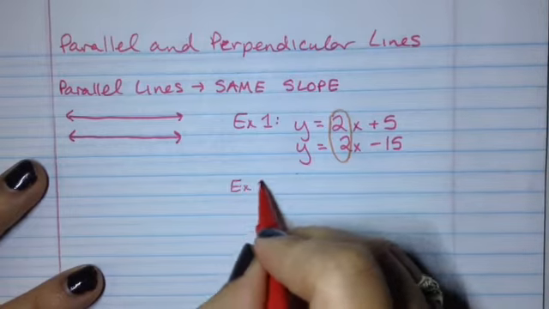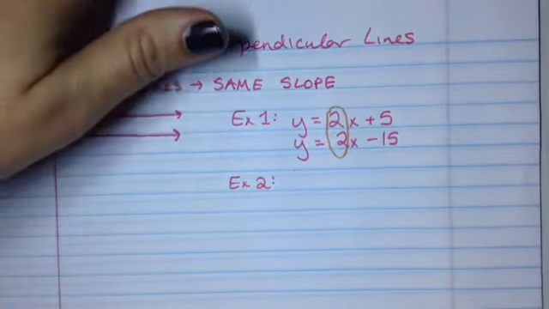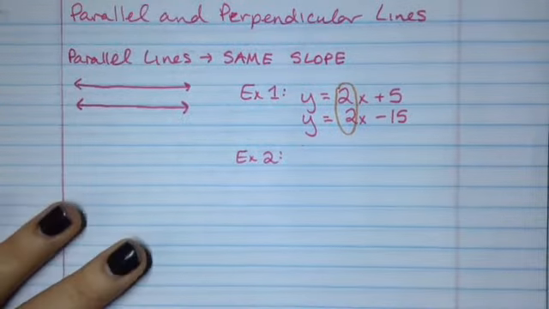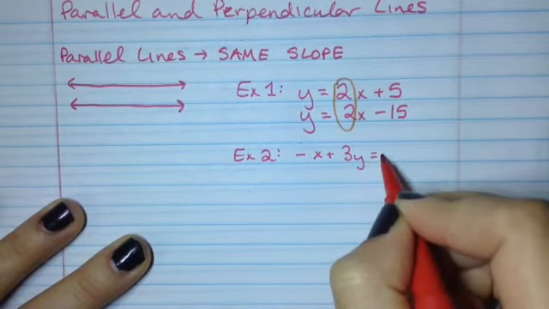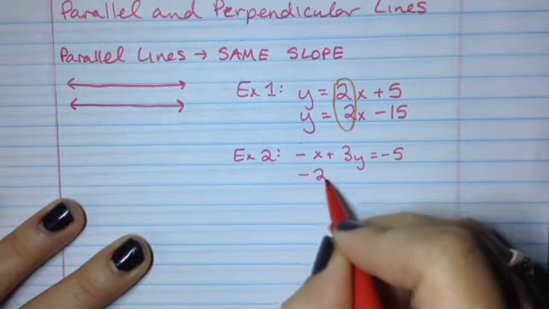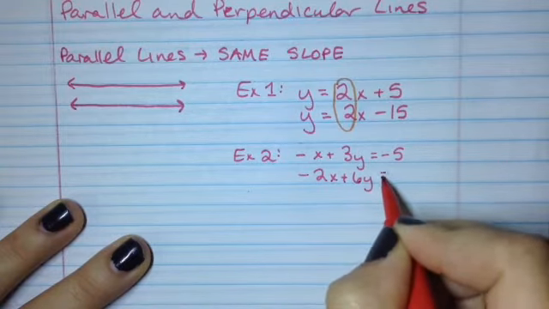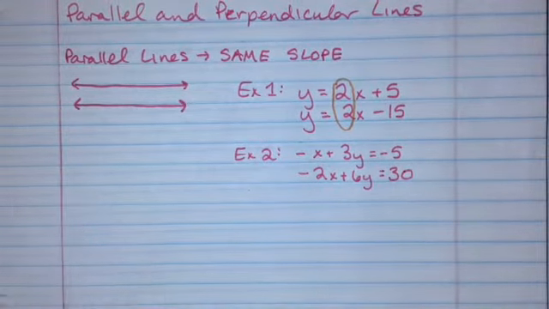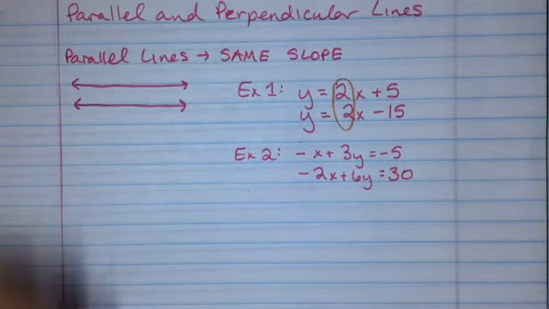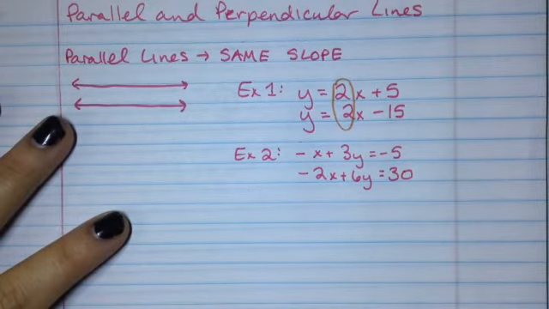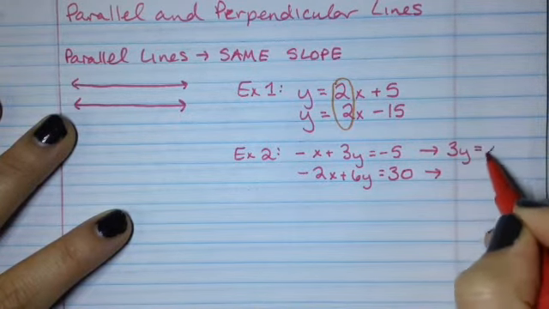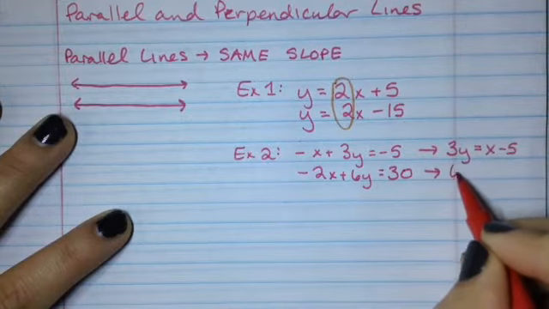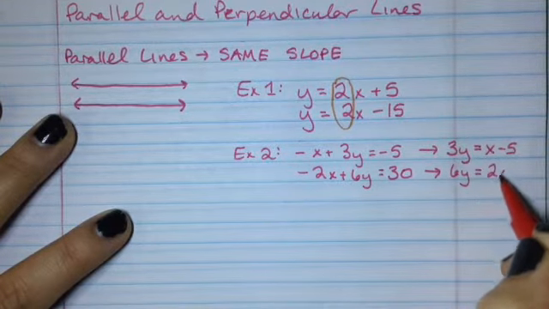Second example, they're not going to be written in y equals mx plus b form immediately. We're going to have to do that ourselves. So they're given to us in this form. We say negative x plus 3y equal to negative 5 and negative 2x plus 6y equal to 30. These are not written in y equals mx plus b form, so we have to get them there. In both equations, we would move the x's across the equal sign and they become positive, so that first step will be over here. We'd have 3y equal to x minus 5 and 6y equal to 2x plus 30.